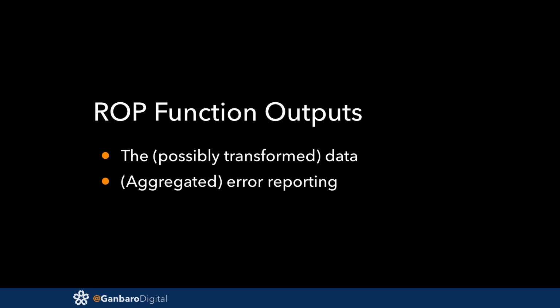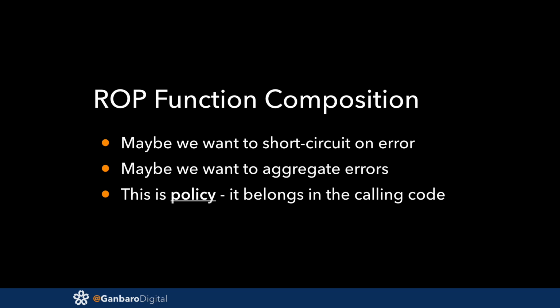And then the outputs, you've got two outputs. You've got the data, which may have been transformed, in which case it's a new value. And you've got something about any errors that have occurred. And that's likely to be something to do with aggregating the errors. And then finally, in order to do composition, we want to control this short circuiting, because when I was taught how to do engineering in the 90s, we were taught a concept called policy, which is who decides.